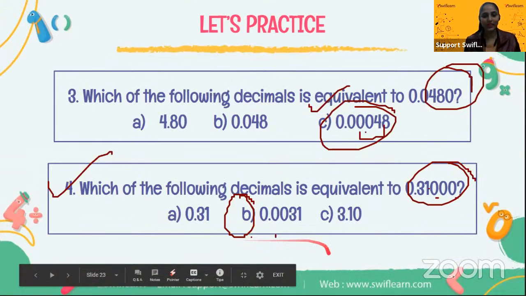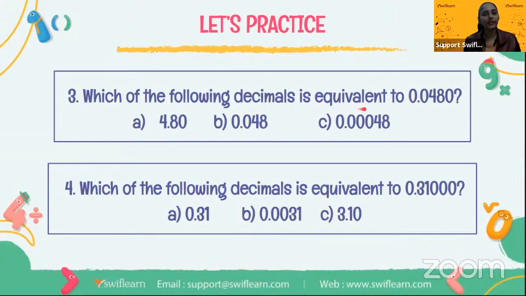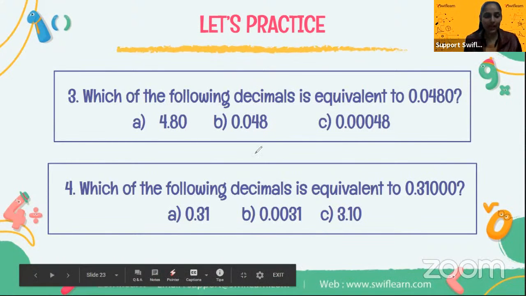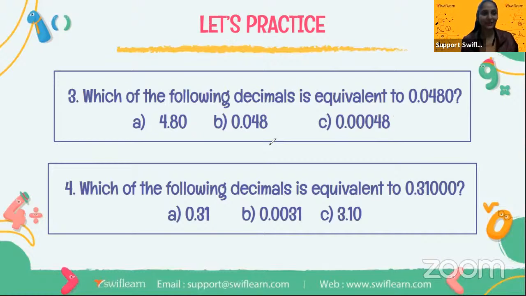Great. Let's move further to the next one. Which of the following decimals is equivalent to 0.0480? I'm waiting for the answers. Yes, you can go ahead. I'm giving you one or two minutes to work it out.